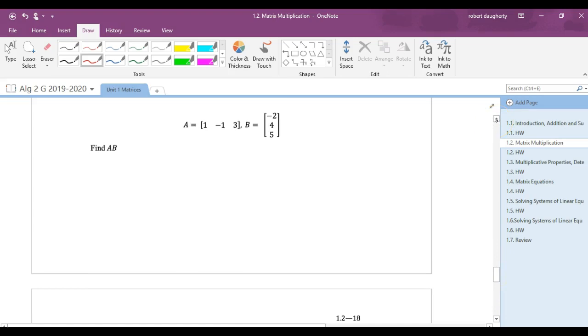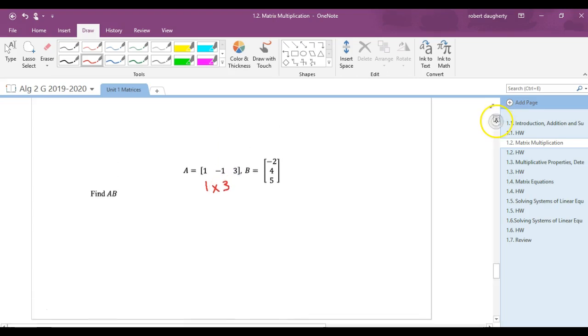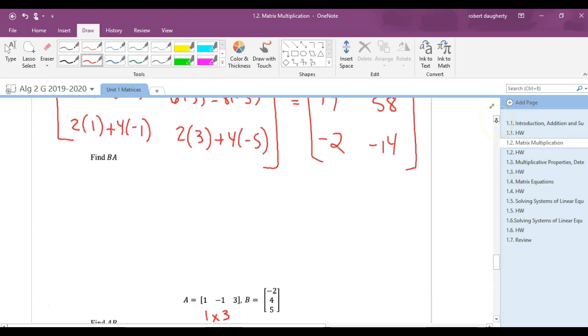So let's look at this one. What are the dimensions of A? Yeah, 1 row by 1 by 3, right? Okay. And did I skip one or did I? No, I did skip this.